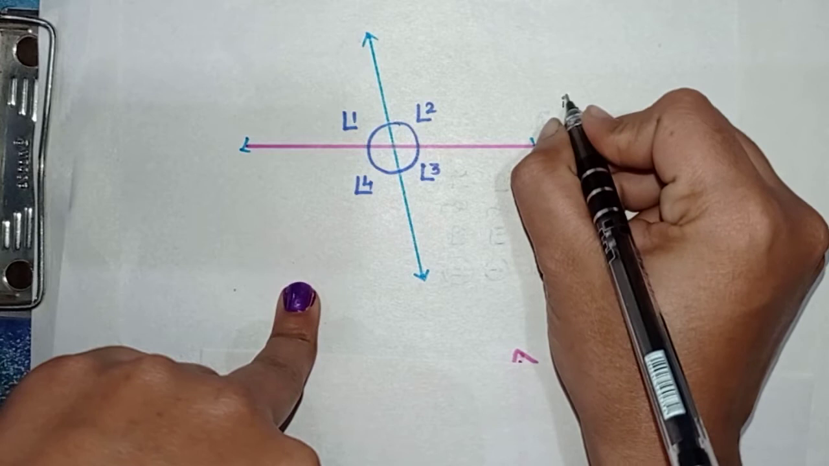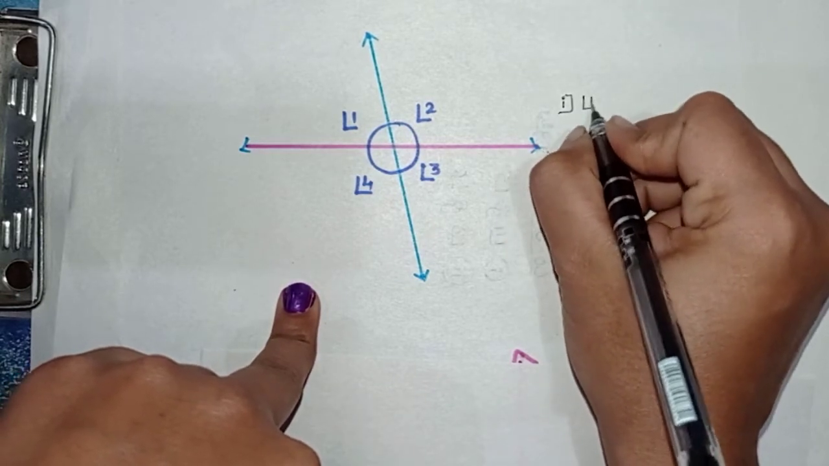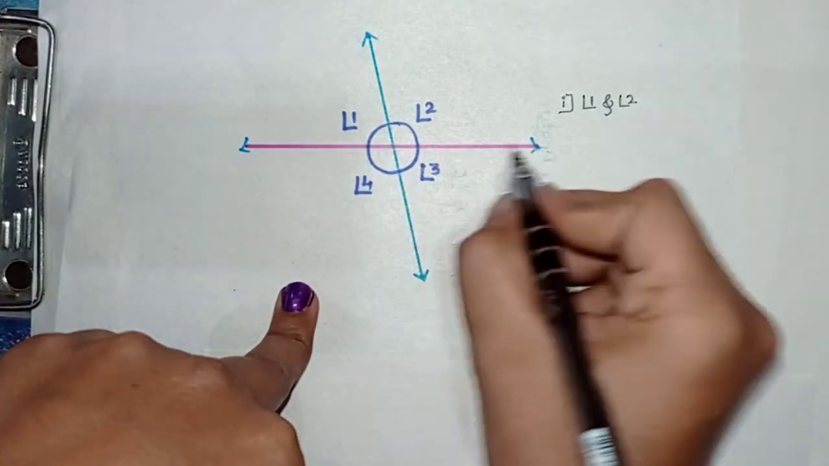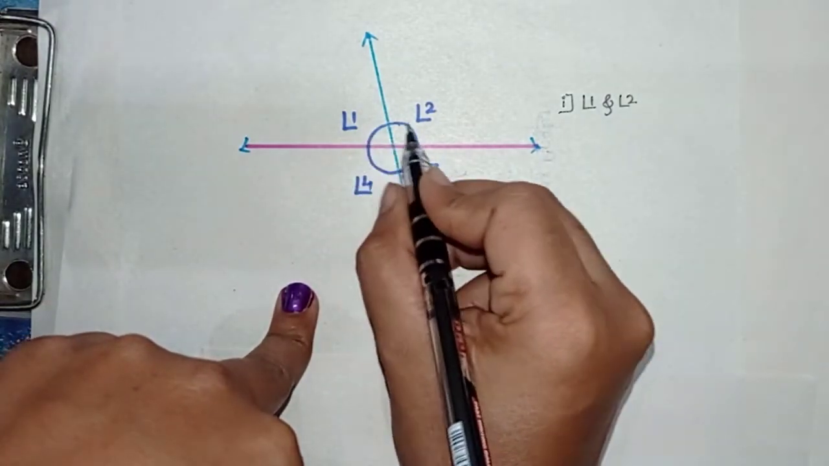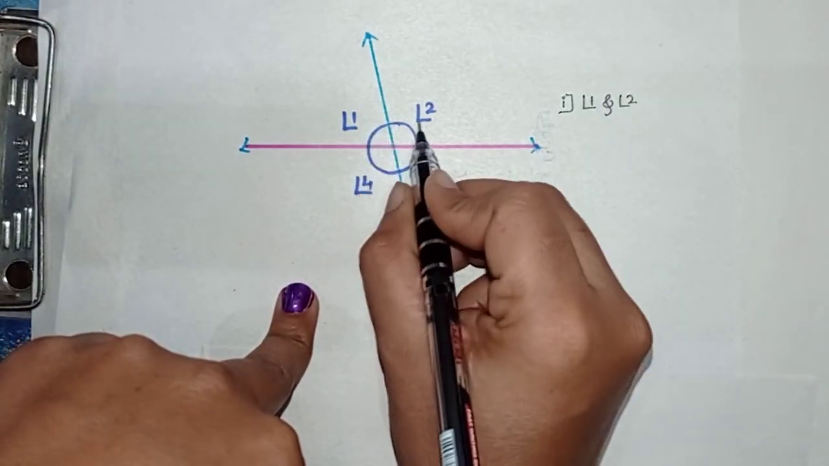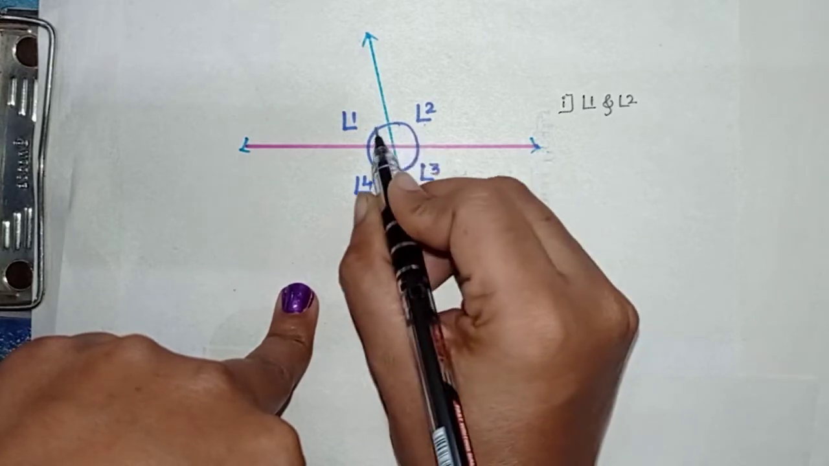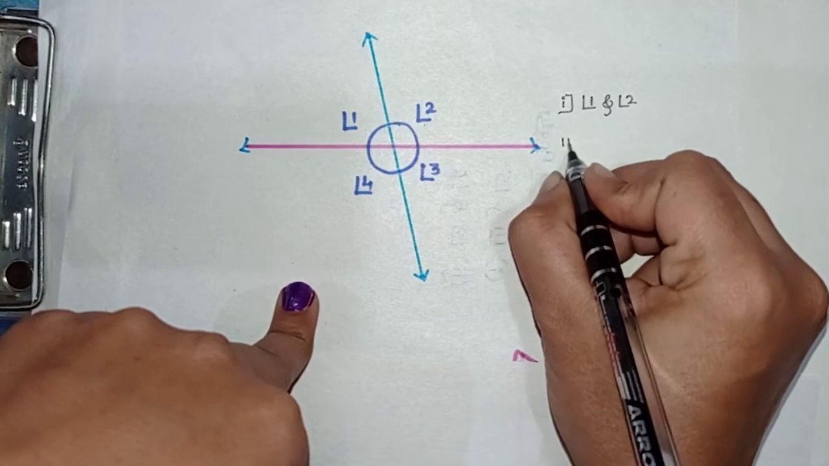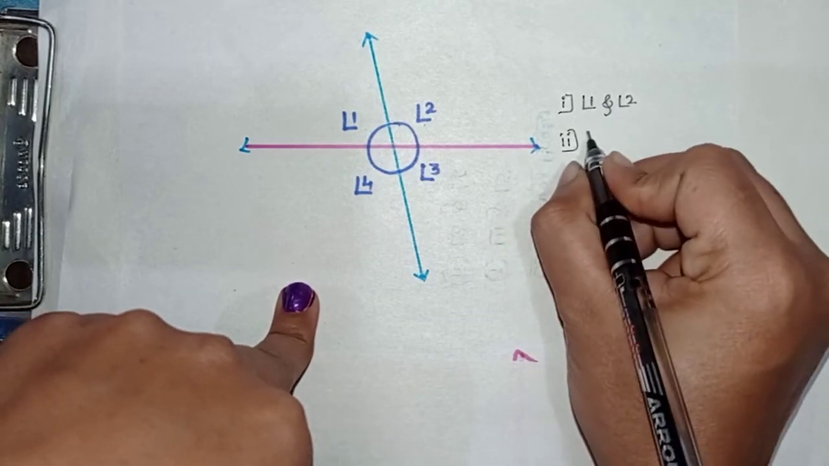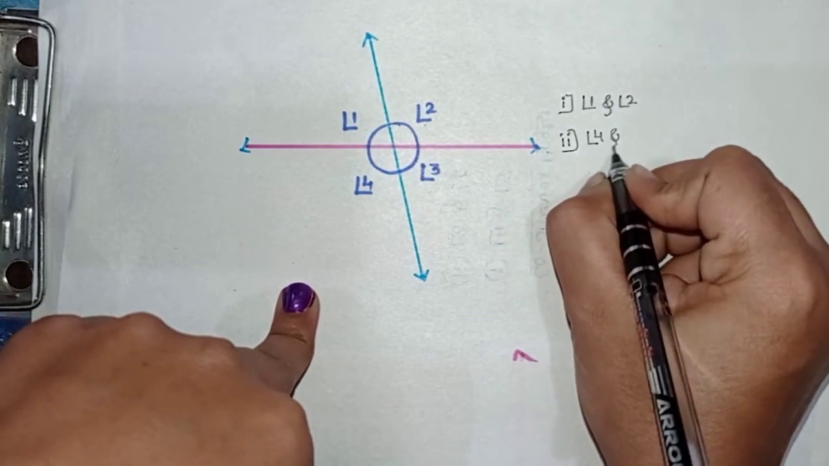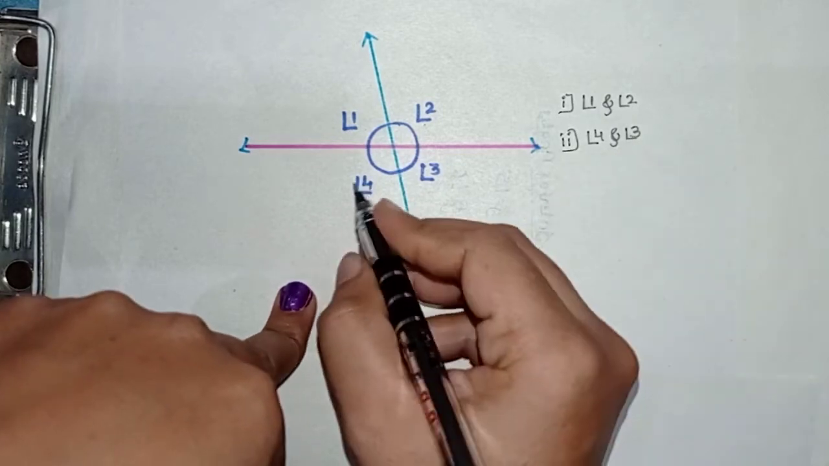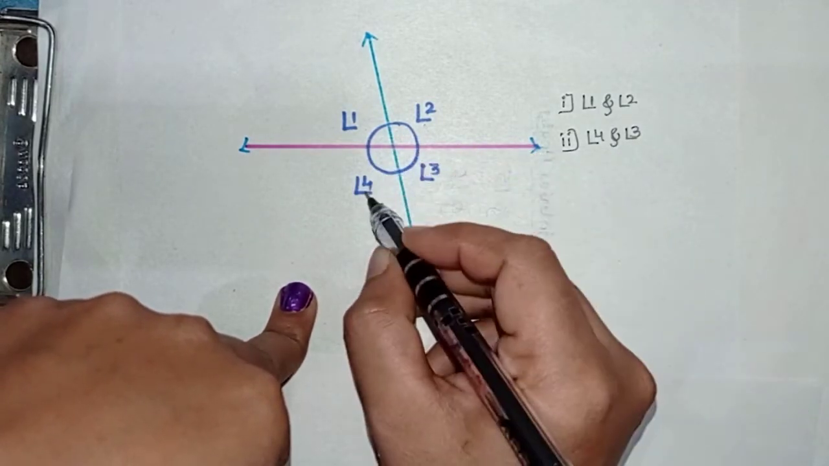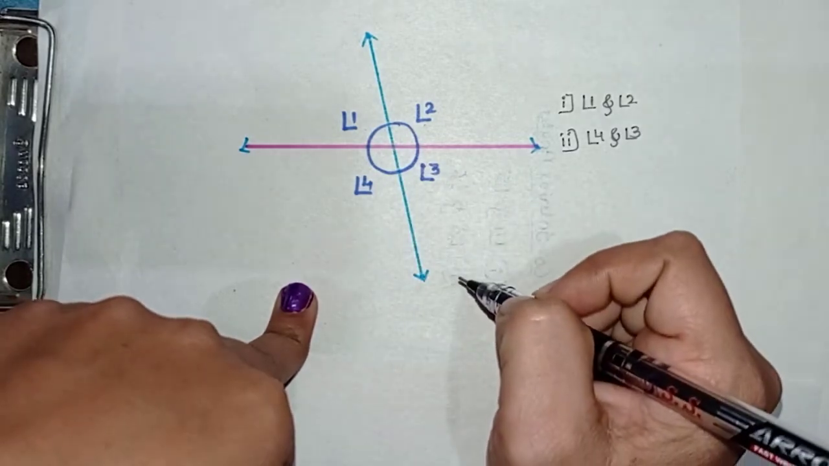First pair you can write as angle 1 and angle 2. On this pink color line you can find angle 1 and angle 2. When we add these two angles, it will be equal to 180 degrees. And the second pair of angles are angle 4 and angle 3. Here if we take the downside, again 180 degrees we will find with angle 4 and angle 3.